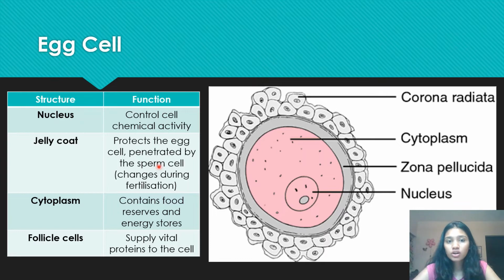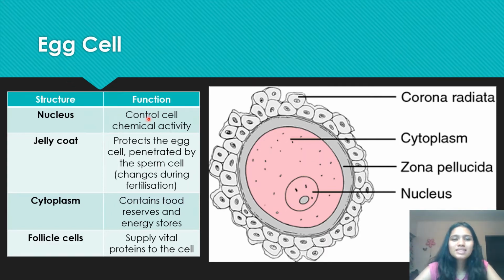It changes during fertilization. How does it change? It hardens. Why does it harden? So that no other sperm cells enter the egg cell. And how is it penetrated by the sperm cell? The acrosome releases enzymes. Okay, so I hope this recap helped you.